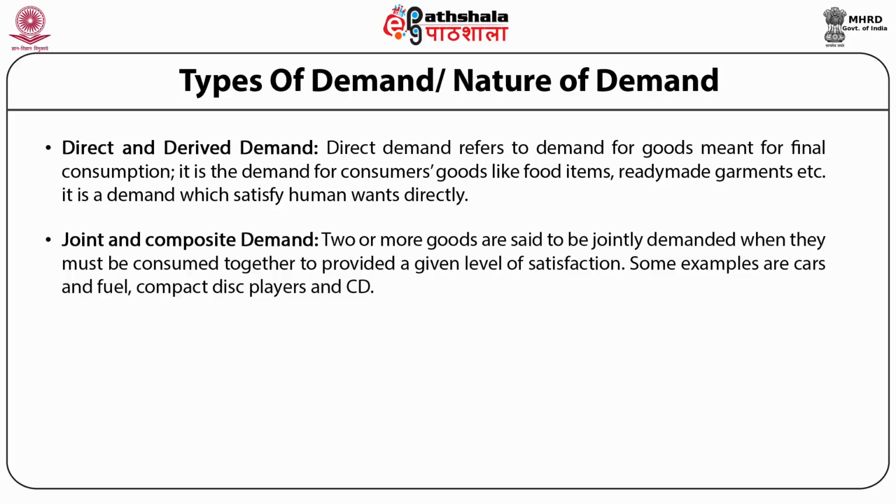Joint and composite demand. Two or more goods are said to be jointly demanded when they must be consumed together to provide a given level of satisfaction. Some examples are car and fuel, compact disc player and CD. On the other hand, composite demand refers to a good that has multiple purposes and satisfies different needs. The demand for power is composite as it is used for several purposes.